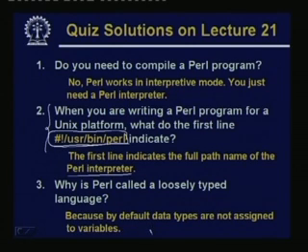Why is PERL called a loosely typed language? It is called loosely typed because the concept of data types is not present, and you are not defining any variable with any data type by default. So, whatever value you assign, a variable takes that particular data type.